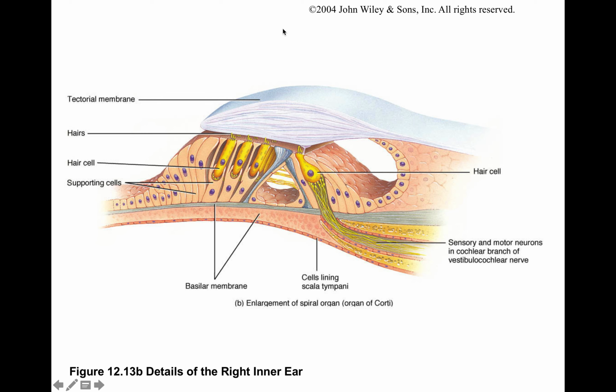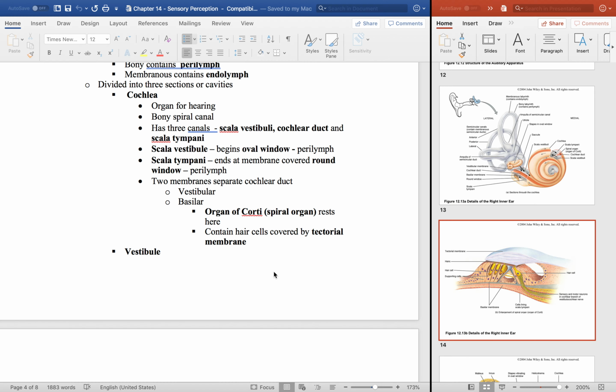So sound goes from the scala vestibulae to the tectorial membrane, stimulates the hair cells, goes out to the basilar membrane, goes out to the scala tympanae, and then it exits out the ear. But we're going to talk more about that later. I just want y'all to know these parts right here. The cochlear duct is actually here. This is the cochlear duct itself with the tectorial membrane and everything.